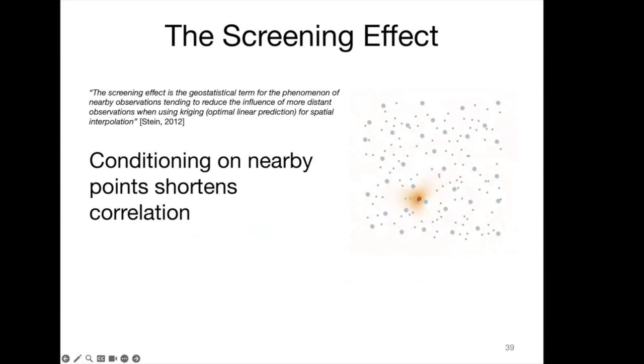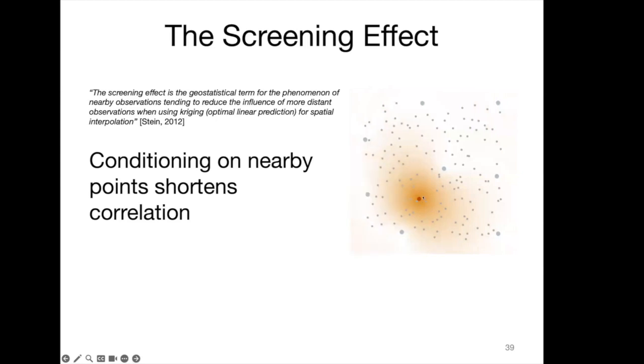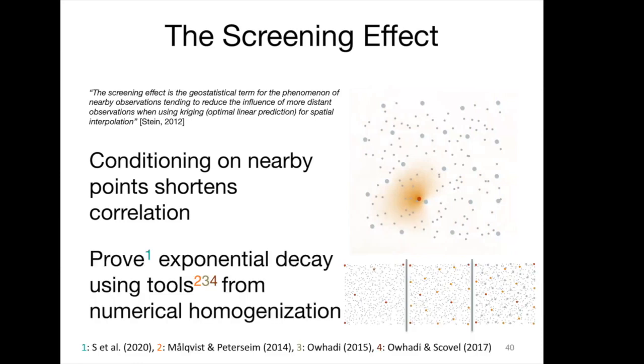And so here we have this red point, and in orange we see the conditional correlation conditioned on these big blue points. In a moment this is going to start again, and we're going to see that as we add more blue points, so we condition on more points, the correlations of the red point are being screened. They're being contained within a length scale of the nearest blue points that we conditioned on. And this is the probabilistic effect that enables this sparsity. By using and expanding tools from numerical homogenization, we were able to prove this, but I won't have the time here to go into the details of that.